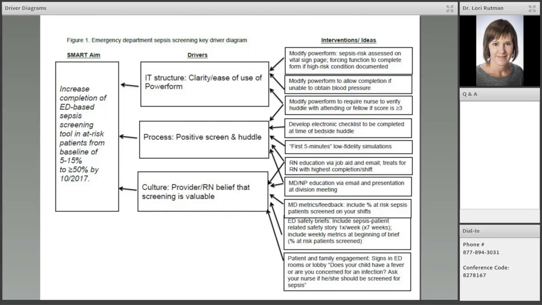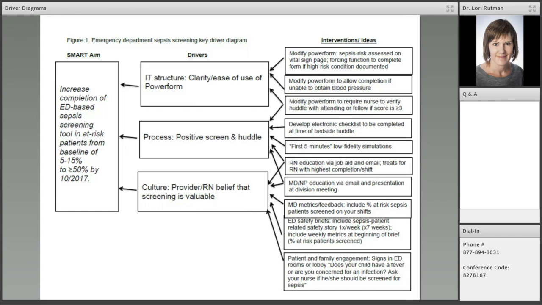And then linked to that was the culture. So provider, meaning physician or nurse practitioner belief, and nursing belief that the screen was something that was valuable. There's no way you're going to convince nurses to do an extra step in a process if they don't believe that it's an important step. They have so much to do already when they're intaking a patient in our emergency department, so asking for one more form to be filled out was not going to happen unless they thought it was important. And linked to that, if the providers on the receiving end of the positive sepsis screens didn't believe that the score was valuable or valid, there was no way that they were going to react to it and respond to the nurses when they came to them.